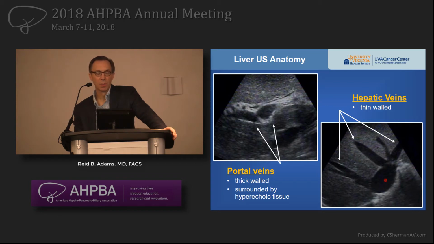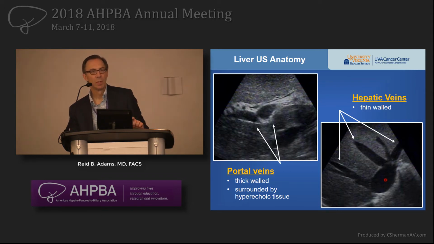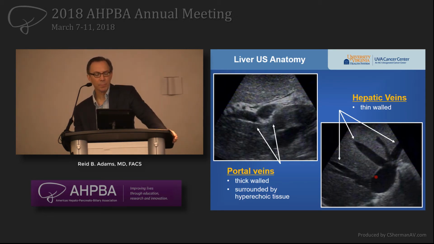Now, when you're in the substance of the liver, it is hard sometimes to know which is a hepatic vein and which is a portal pedicle, dependent upon how you have the probe positioned. So if you have a somewhat tangential view, a hepatic vein can have a thicker appearance to it, and the way to figure that out is to follow it to where it either comes from or where it goes, and that'll help you distinguish the portal structures from the veins.